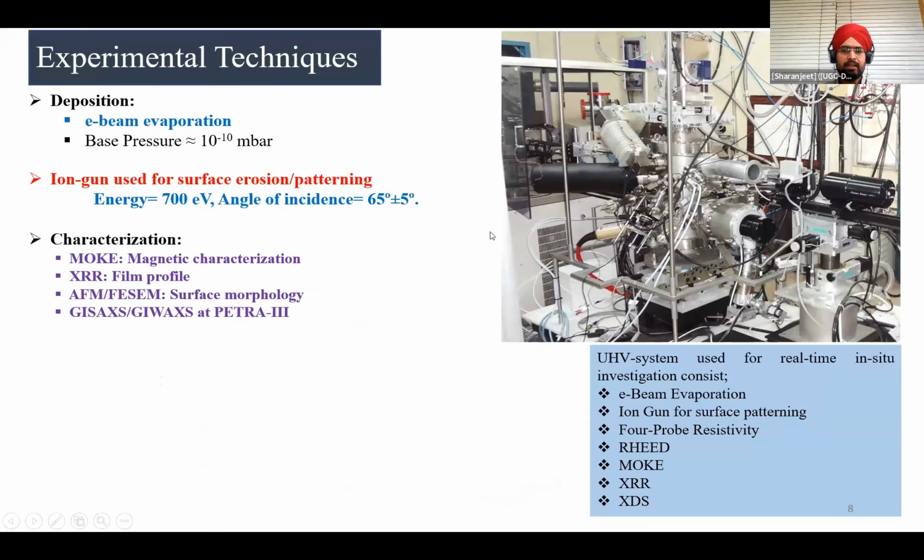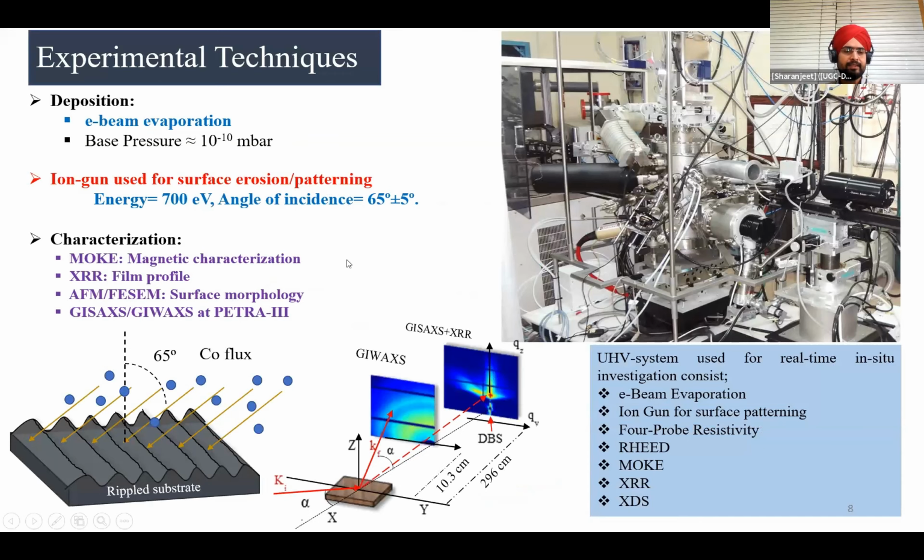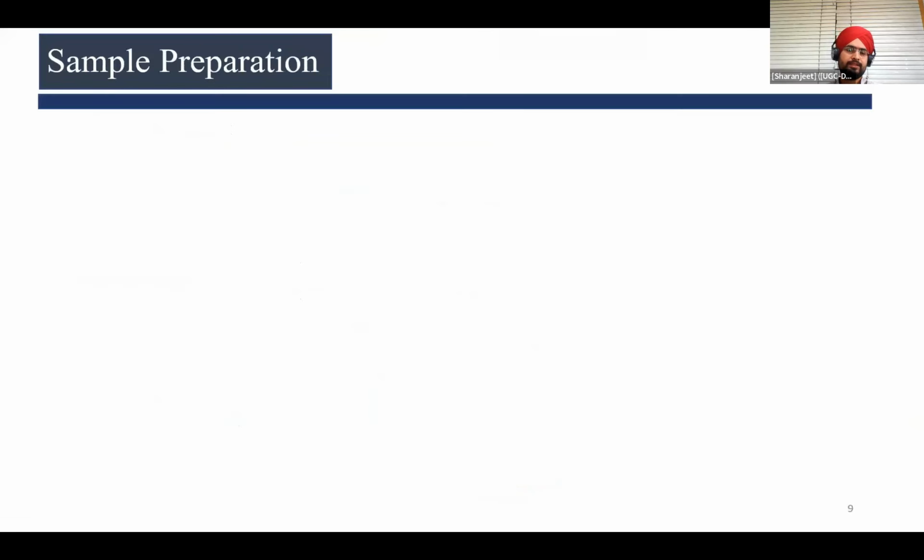By utilizing our in-house developed chamber capable of in situ measurements, we have deposited cobalt film at an oblique angle of 65 degrees on a rippled substrate. For magnetic characterization, we have used the MOKE technique, and for structural as well as morphological characterization, we have used XRR, AFM, GISAXS, and GIWAXS measurements at PETRA beamlines.